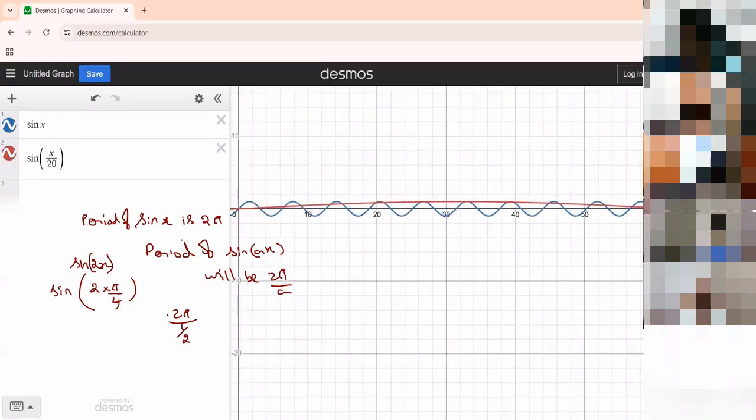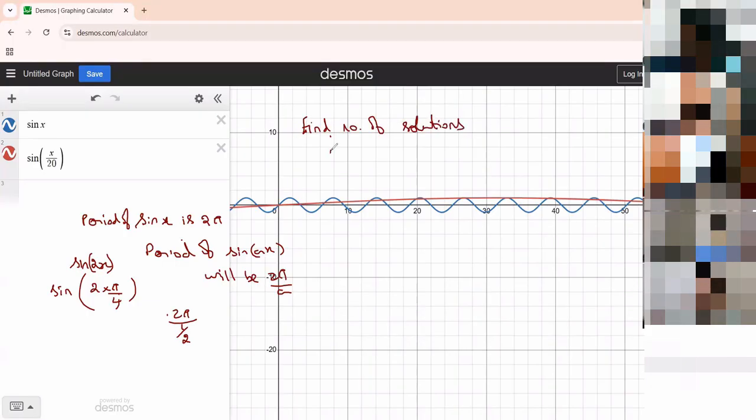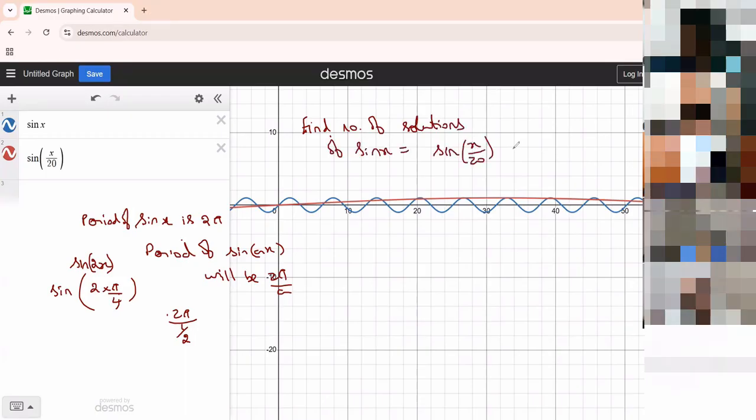So why am I pushing more focus on graphs? Equations which cannot be solved algebraically, if you take help of graphs, it will become simpler. Now the question comes, Jivish, how will I make a question on this? You see this. Find the number of solutions of sine x is equal to sine of x by 20, where x belongs to 0 to 40 pi.